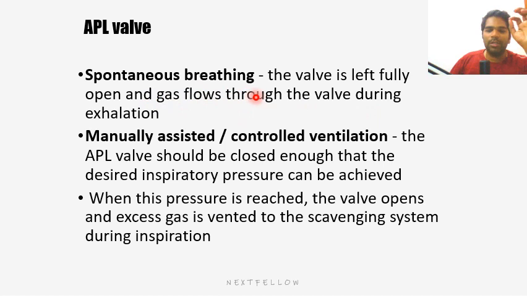In a spontaneously breathing patient, the APL is kept fully open. In a manually assisted patient or controlled ventilation, the APL is set according to a pressure. In a complete closed system, the APL is fully closed, and we have to set it in a way that the fresh gas flow is exactly that of the patient's need. Otherwise, there will be an increase in pressure.